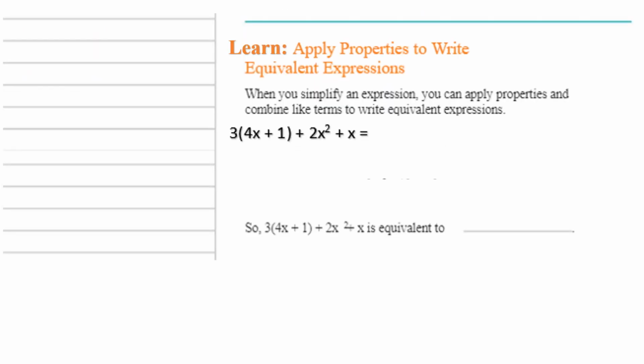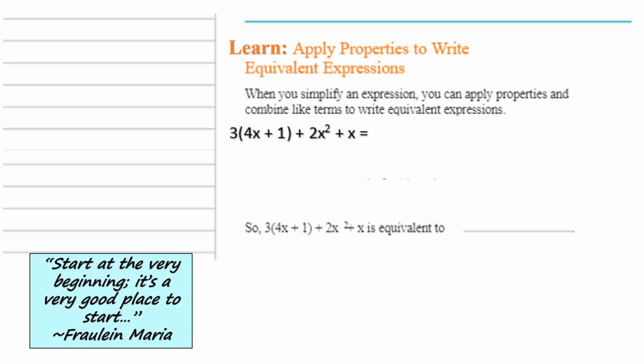All right, so what about this one? Well, I'm going to go through all my properties, right? So all we've done is added the distributive property, and that's okay, right? So I'm just going to start at the beginning. We're going to work through it. So I'm going to multiply by 3. 3 times 4 is going to give me 12. I keep my variable of x. I'm going to multiply 3 times 1, which is 3. I keep my addition. Then I have plus 2x squared, and then I have x.